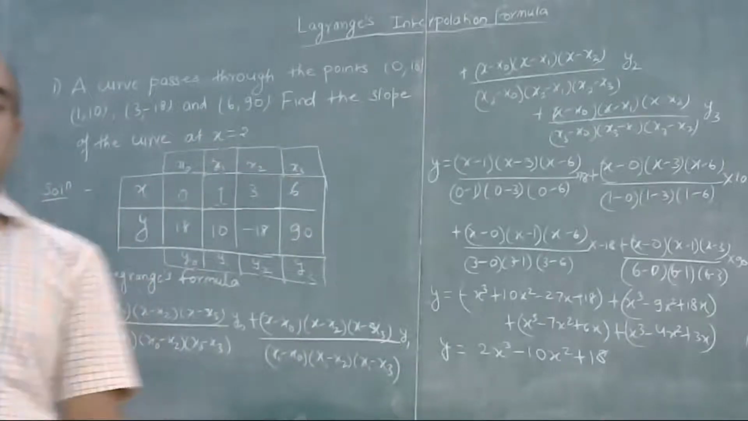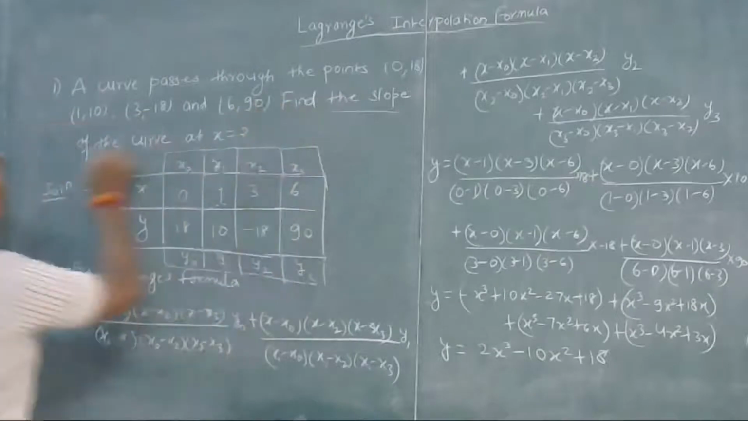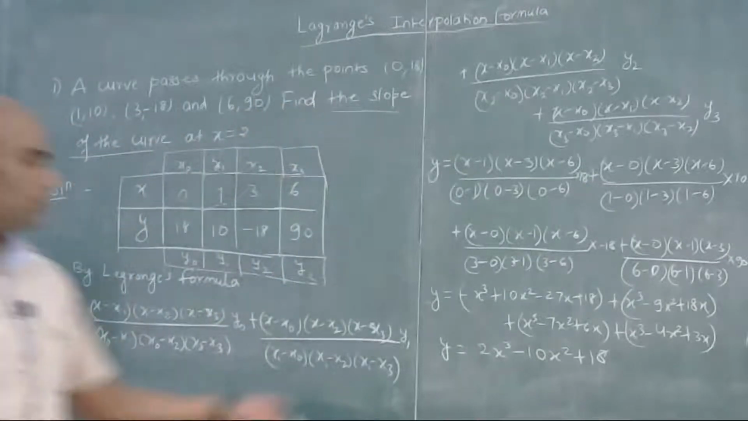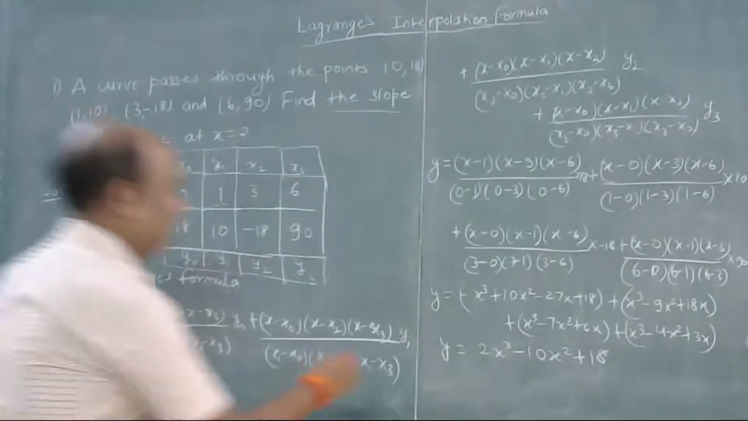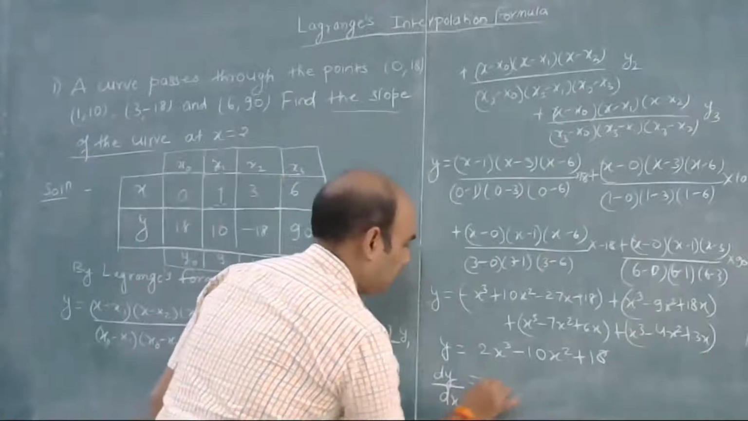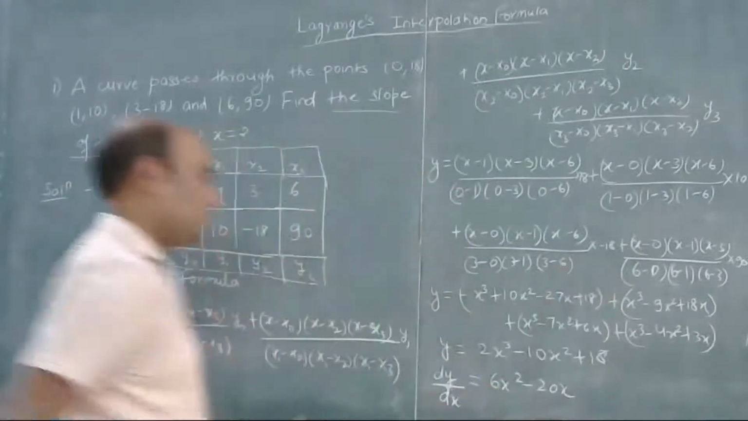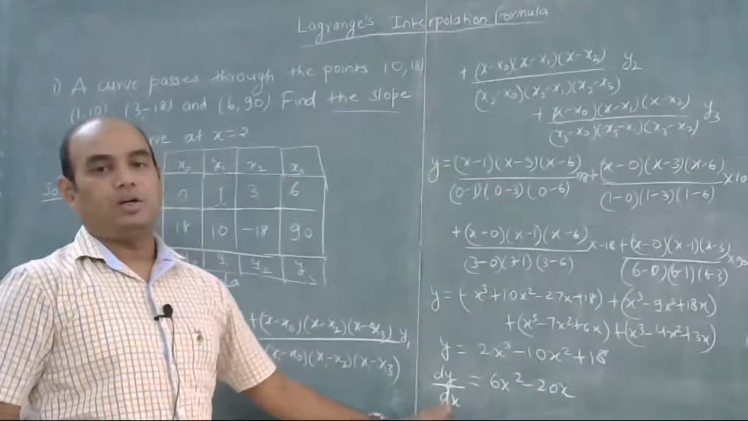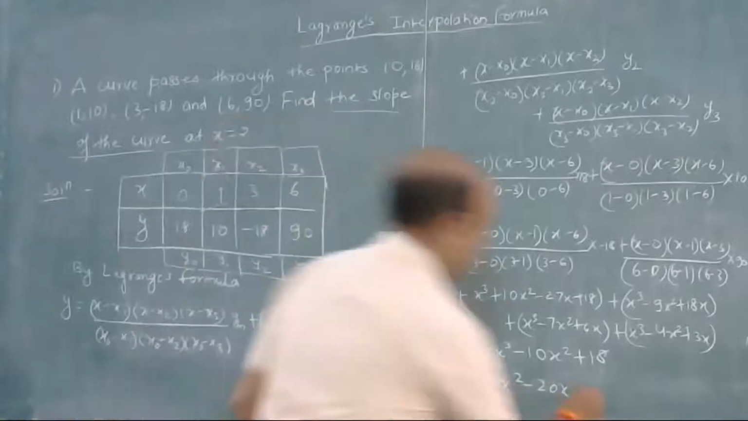Now what we have to do is find the slope of the curve. So y is equal to this much, and the slope of the curve will be the differentiation of y with respect to x. So dy/dx is equal to 6x square minus 20x. So this is the slope of the given curve.